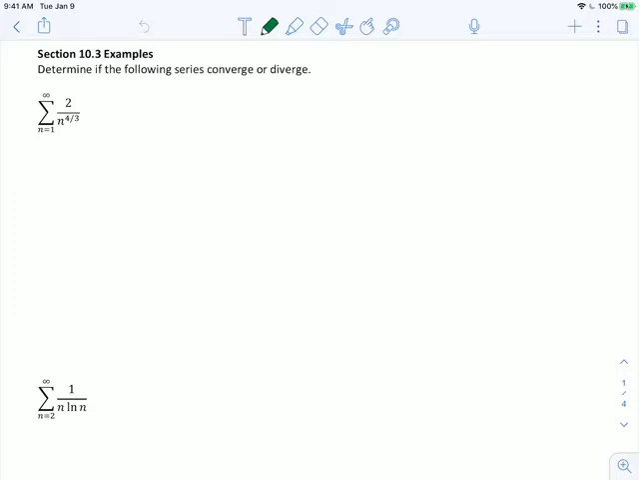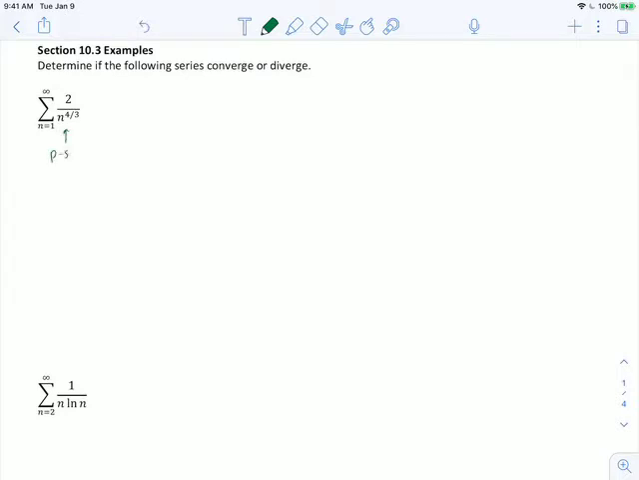Our first example, summation n equals 1 to infinity 2 over n to the 4/3, is a multiple of a p-series. And if you've read the section, you know that we actually know the story about p-series already, and that a p-series converges when p is bigger than 1. It diverges when p is between 0 and up to 1. And here our value of p is 4/3. And so we know already, since that's bigger than 1, that this series is going to converge, but I want to go through the steps of the integral test to verify this.